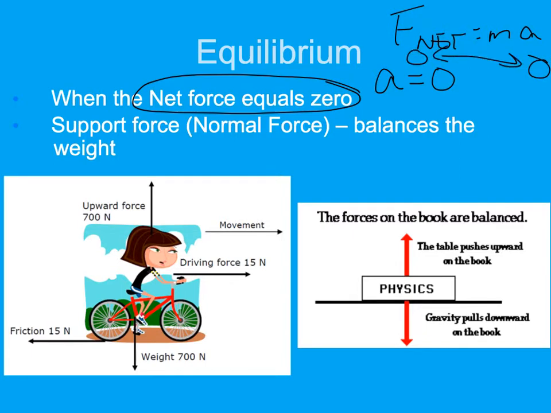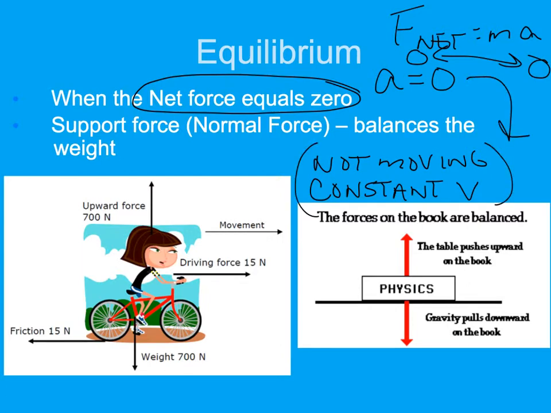Important to remember. Now, if there is no acceleration, that either means that an object is not moving, or in order to have no acceleration, you can also be at constant velocity. So keep that in mind. If acceleration equals 0, then you're either not moving or at constant velocity.